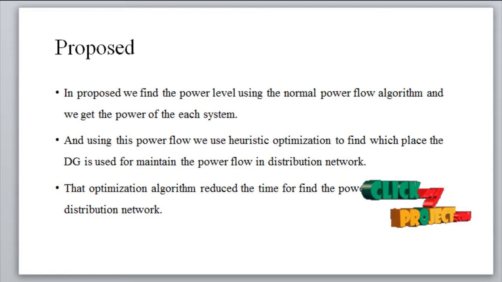In the proposed system, we find the power level using a normal power flow algorithm. We get the power of each system, and using this power flow we use heuristic optimization to find which place you have to replace the DG in to maintain the power flow of the distribution. That optimization algorithm reduces the time to find the power of the distribution network.